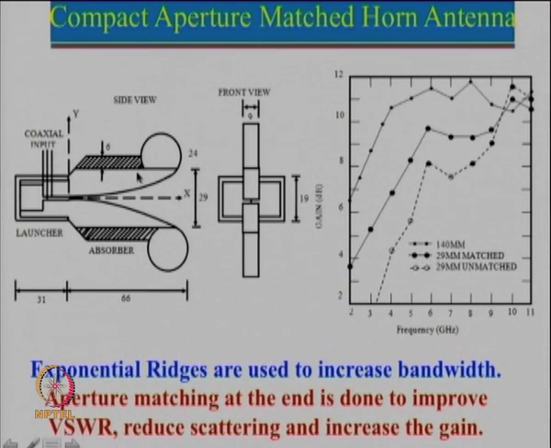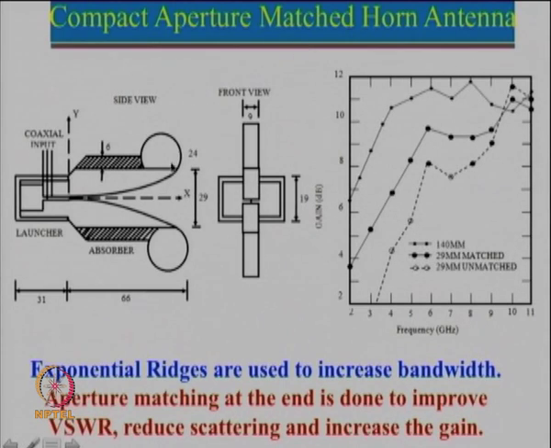And what is the compactness here? You can actually see this dimension is only 29 mm, that is really, really small and compact. But this dimension is exponentially tapering. However, there is an additional concept over here, and that concept is of aperture matched.